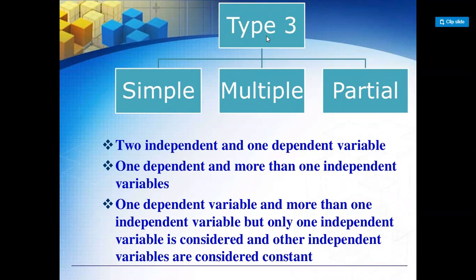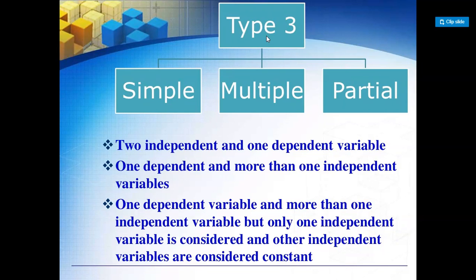That is simple. Next is multiple correlation, when the relationship among three or more variables is studied simultaneously. Then such a relationship is called multiple correlation. I will explain with an example: the relationship of wheat output with the fertilizers and the rainfall. So that is multiple correlation.